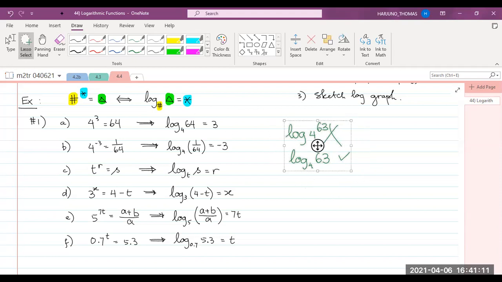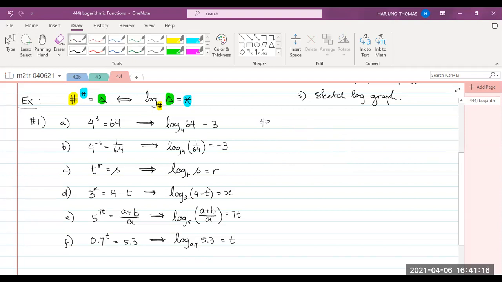Now, let's see the other way around. Number 3, where we are given log form, and we need to rewrite it in exponential form. Part A, log base 2 of 32 equals 5. What is the exponential form? The base is 2, the exponent is 5, the argument is 32. That's it.